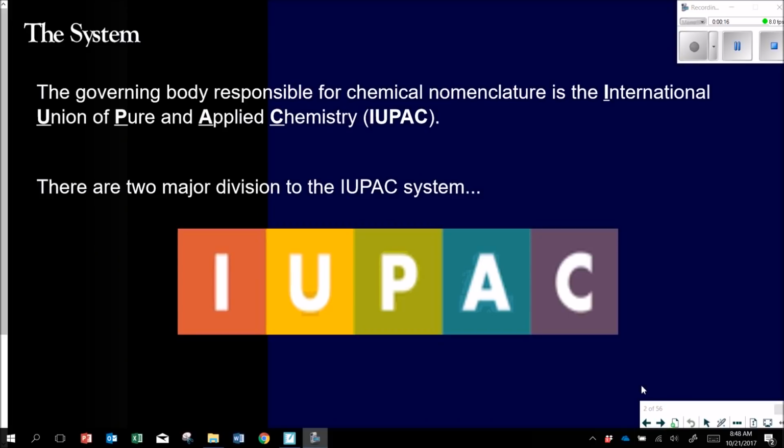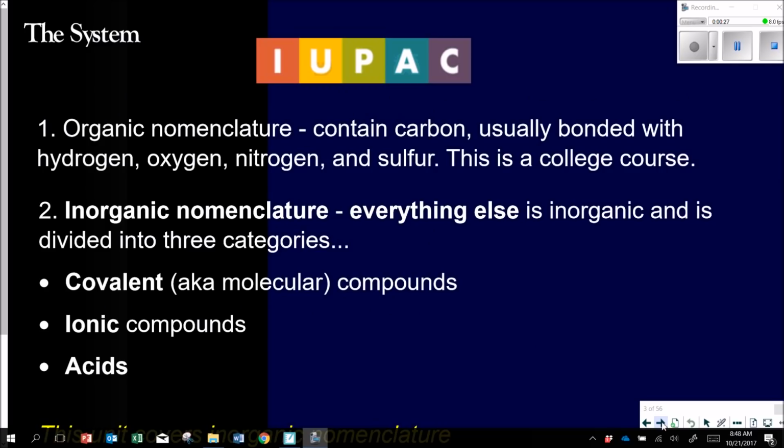The governing body responsible for chemical nomenclature is the International Union of Pure and Applied Chemistry, or the IUPAC system. There are two major divisions of the IUPAC system. First, there is organic nomenclature. This involves elements containing carbon bonded with hydrogen, oxygen, nitrogen, and sulfur. This is beyond the scope of our class and is a college course.